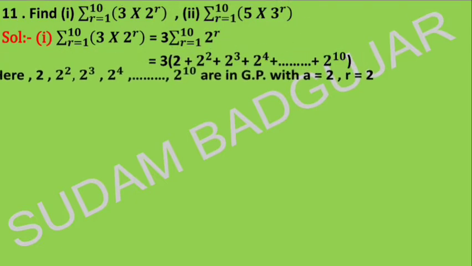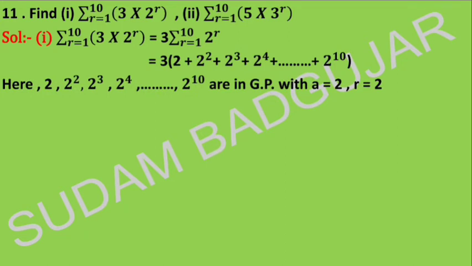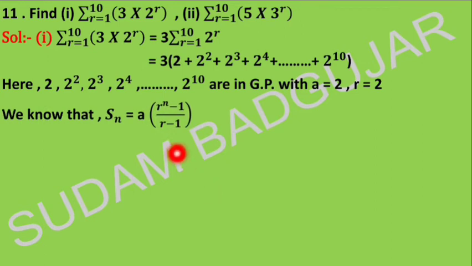So see here, 2 raised to 1, 2 square, 2 cube, 2 raised to 4 up to 2 raised to 10, or 2 raised to n, are in GP. These terms are in GP with a is equal to 2 and r is equal to 2. Means the first term a is 2 and the common ratio is 2. We know that Sn is equal to a into bracket r raised to n minus 1 upon r minus 1, right? So you have to substitute. n is 10 here, r is 2 and a is 2.